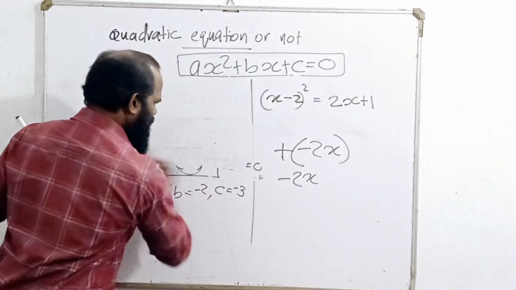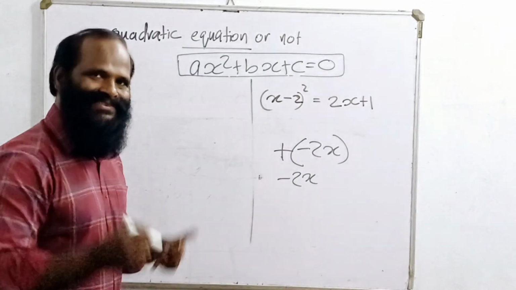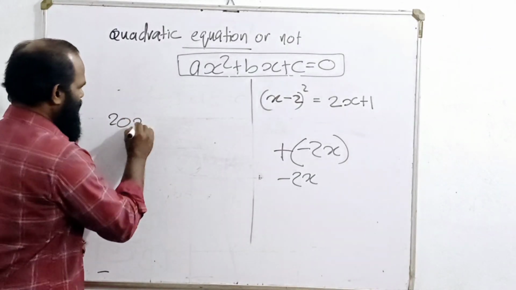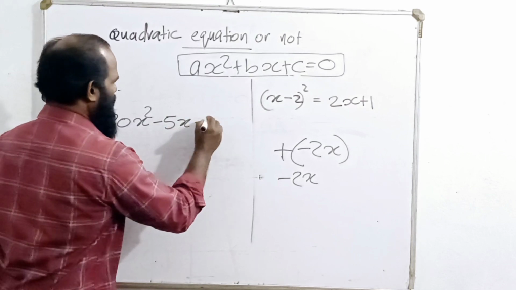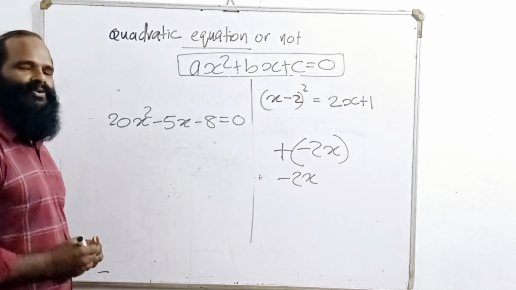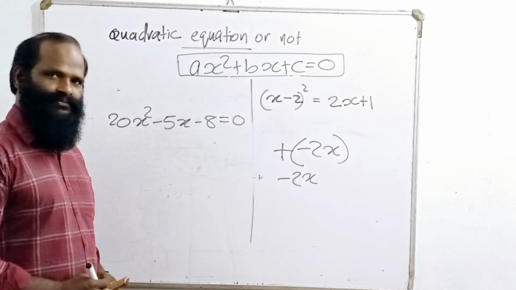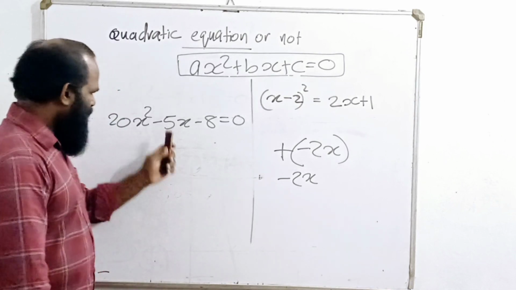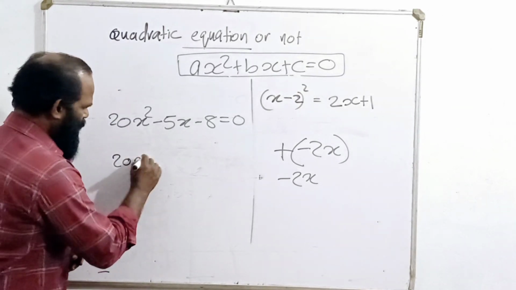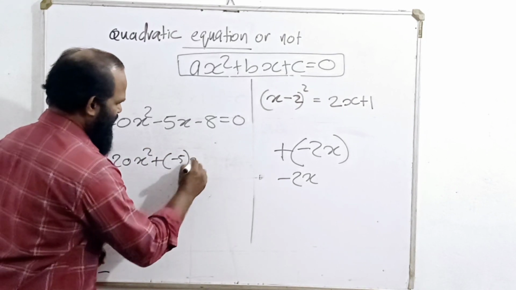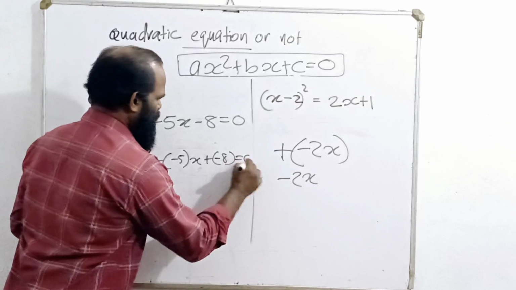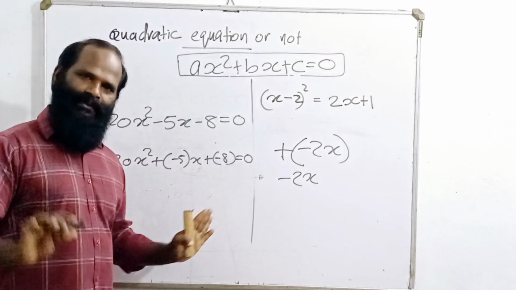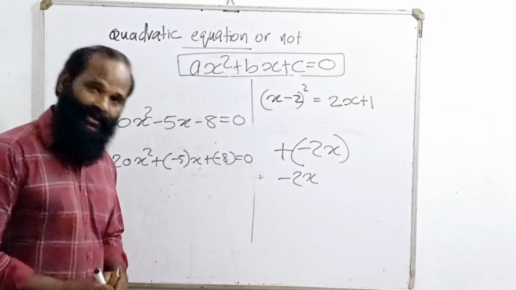In that case, I should write one more question so that you can easily judge whether this is a quadratic equation or not. Here it is. 20x² minus 5x minus 8 is equal to 0. What's your answer? Could this be a quadratic equation? No doubt about it. It is a quadratic equation. Now you may think, should I change it to 20x square plus minus 5x plus minus 8 is equal to 0 as I said before? No need. It is enough that we know this is a quadratic equation. There is no need to convert it to this form.